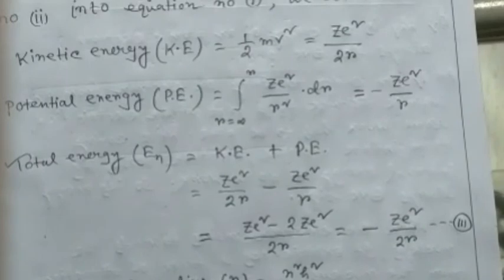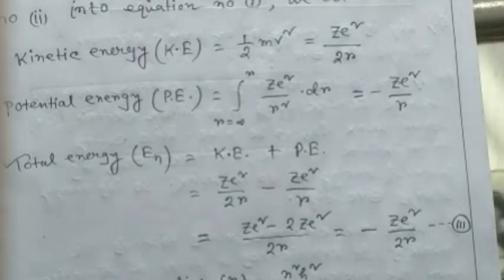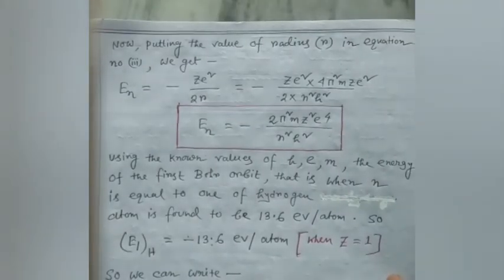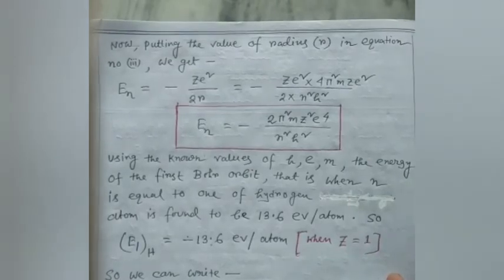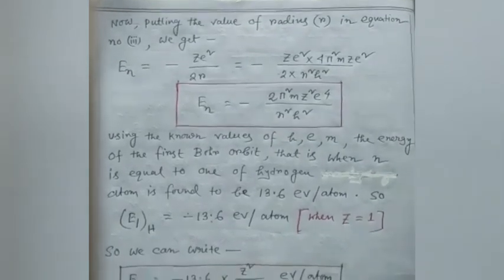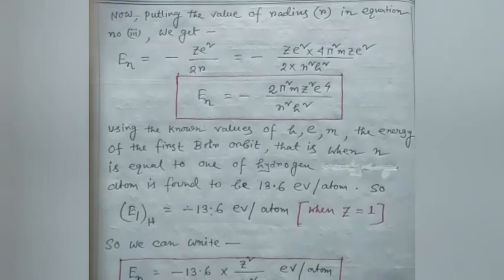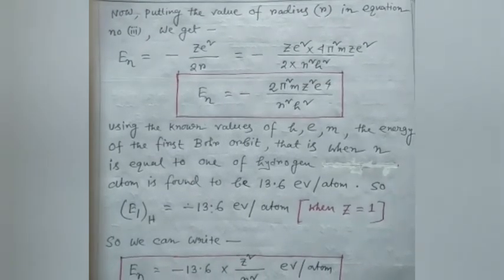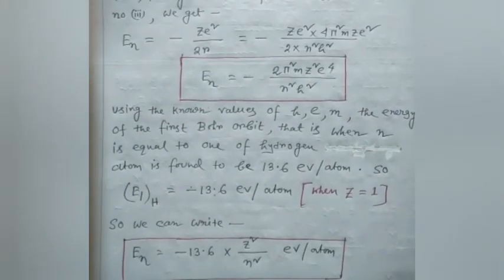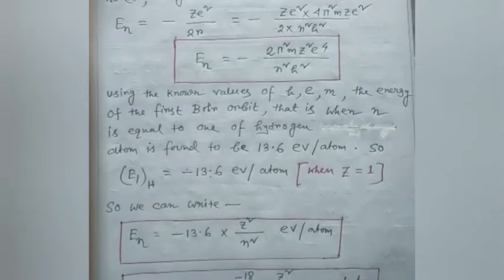Now we know that the radius of the Bohr orbit r equals n square h square by 4 pi square m z e square. Now putting the value of radius r in equation number 3, we get total energy En equal to minus 2 pi square m z square e to the power 4 by n square h square. Using the known values of h, e, m, the energy of the first Bohr orbit, that is when n is equal to 1, of the hydrogen atom, is found to be 13.6 electron volt per atom.